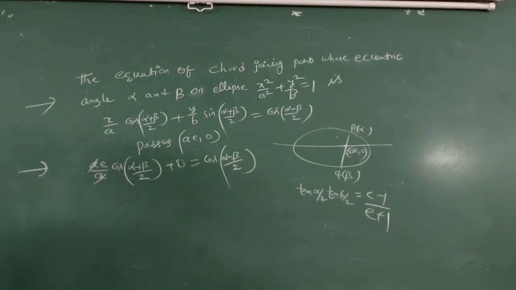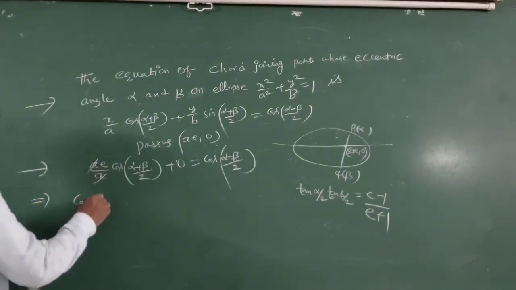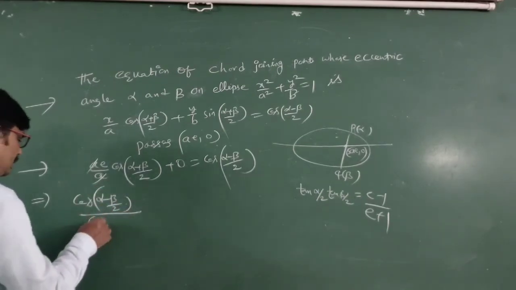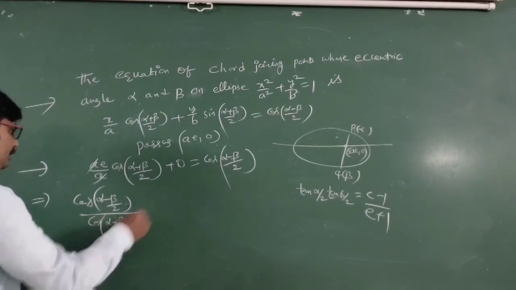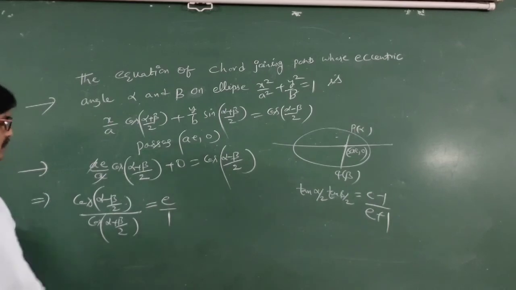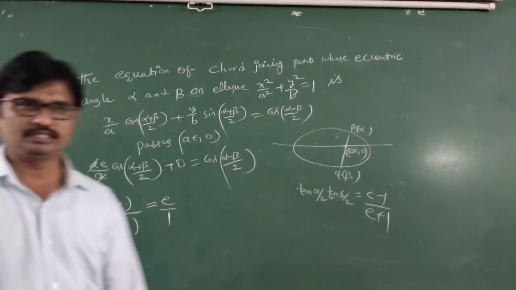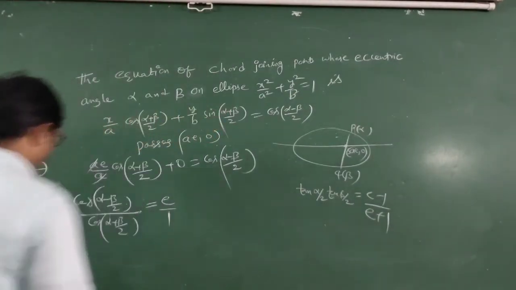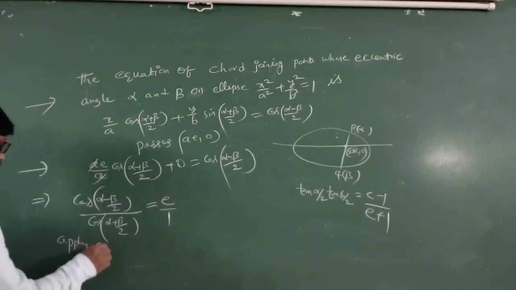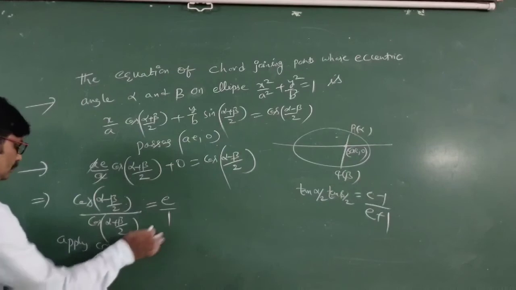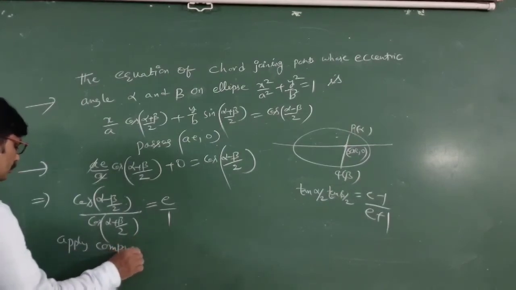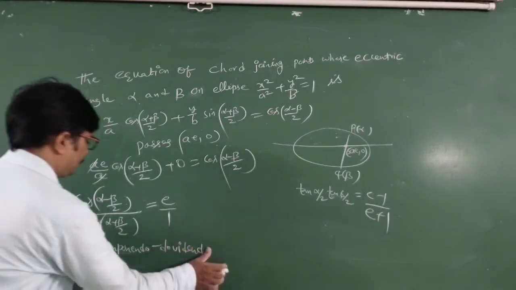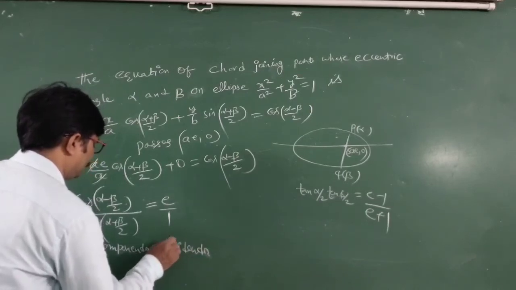My dear students, this is cancelled. Now we can write it as cos of (alpha minus beta) by 2 upon cos of (alpha plus beta) by 2 equal to e. Dear students, now we can apply the componendo dividendo method on both sides.